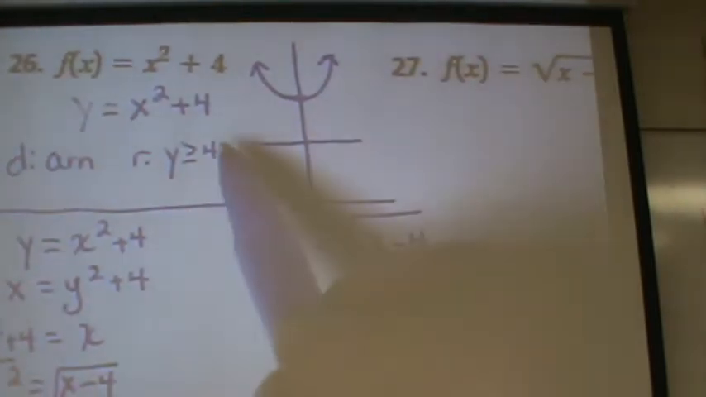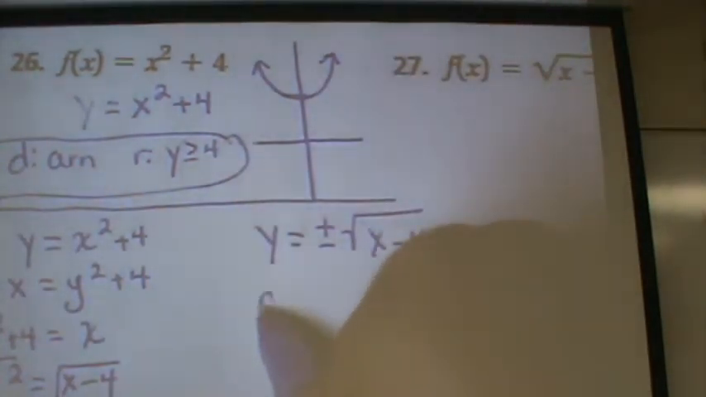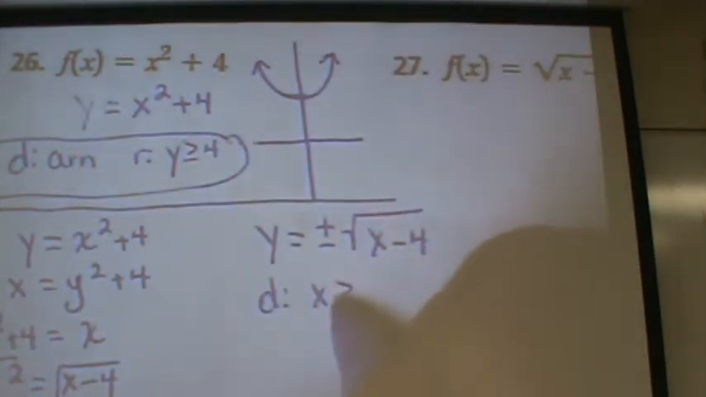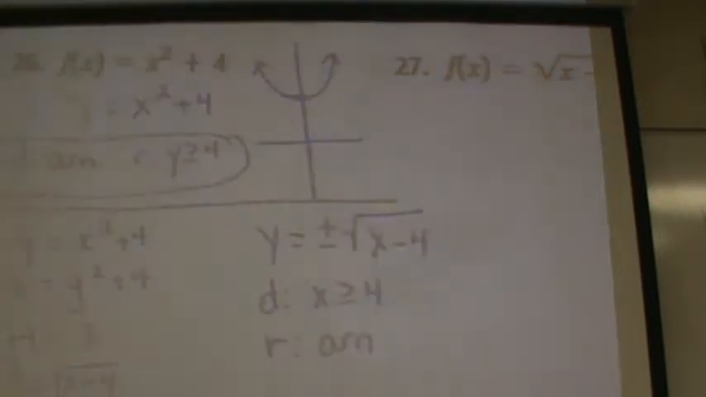Now what you're going to have to do is switch your domain and the range. So your domain is going to be x is greater than or equal to 4, and your range is going to be all real numbers.